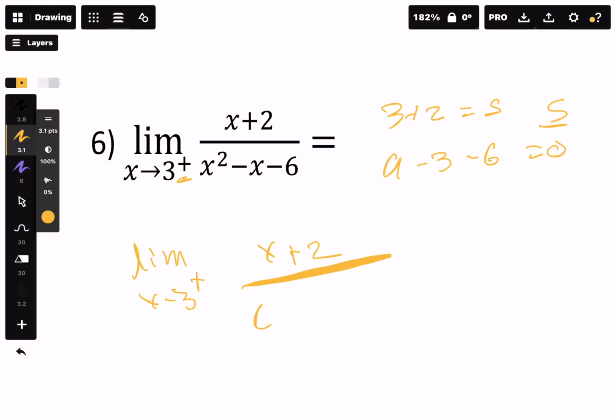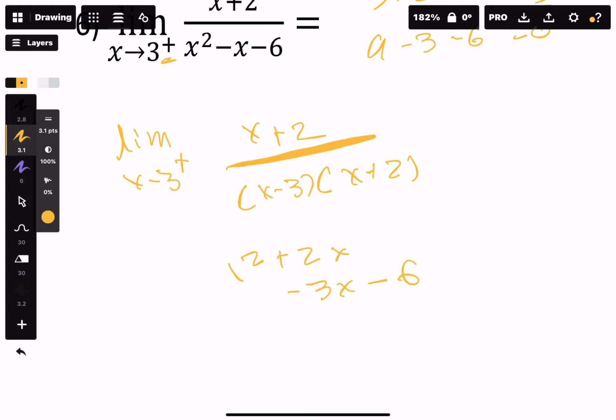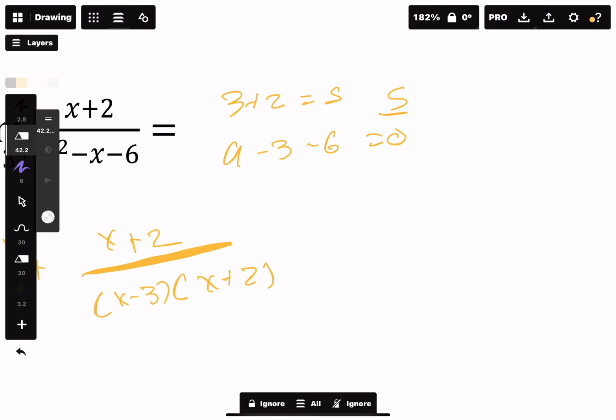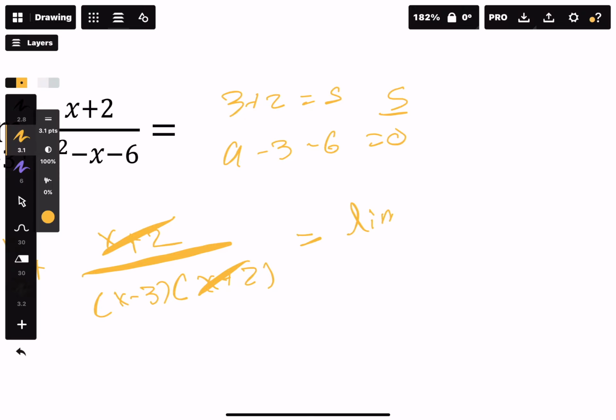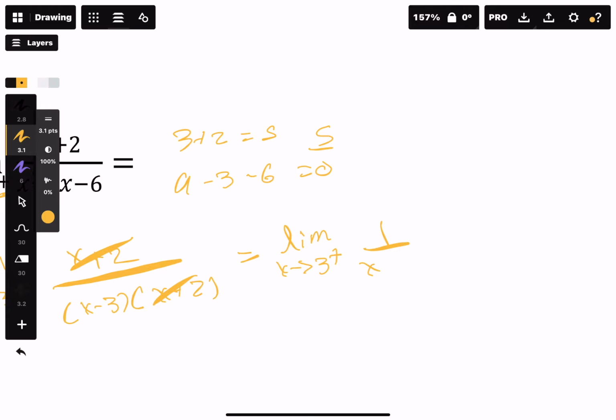We know that we can factor something out, since this would equal x squared plus 2x minus 3x minus 6. And this would give us x squared minus x minus 6. So that checks out. I always like to check it if I'm not 100% sure. We can cross out this, which would equal the limit of x approaching 3 from the positive side of 1 over x minus 3.